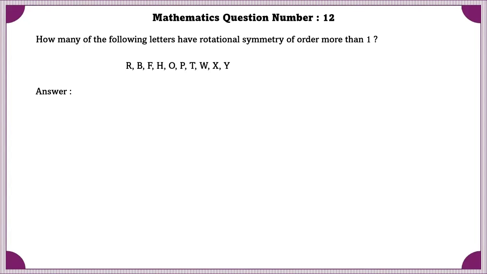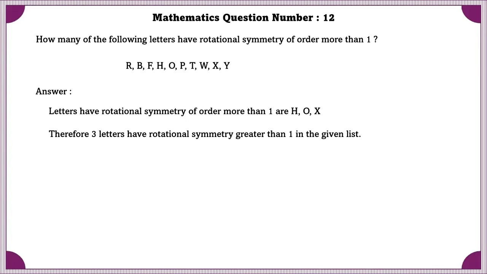Mathematics question number 12. How many of the following letters have rotational symmetry of order more than 1? Letters having rotational symmetry of order more than 1 are H, O and X. Therefore, 3 letters have rotational symmetry greater than 1 in the given list.